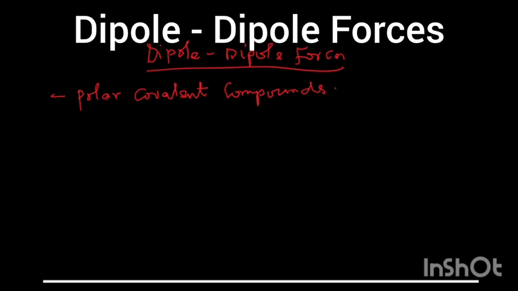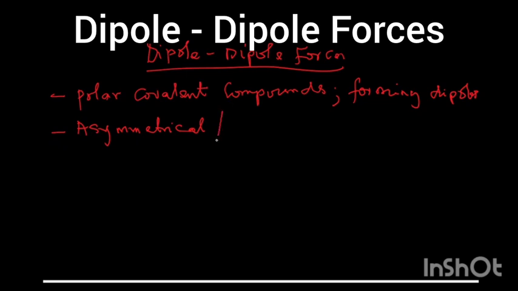Now, it is an intermolecular force of attraction that bonds polar covalent compounds, forming dipoles. Forming what? Dipoles. Now, they are often asymmetrical. They are what? Asymmetrical. What's the meaning of that? I'll explain that next. So asymmetrical means that the sharing of electrons is unequal. Unequal. That's what makes it become polar.